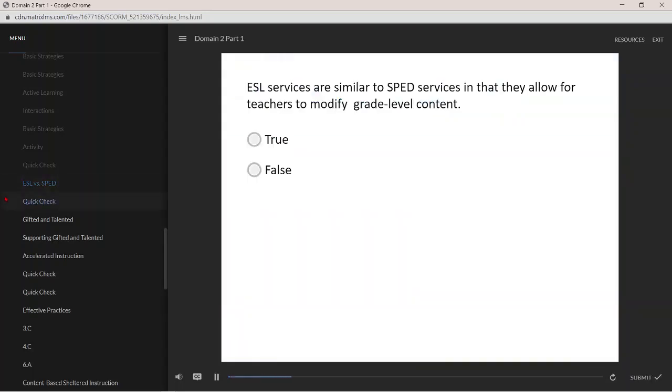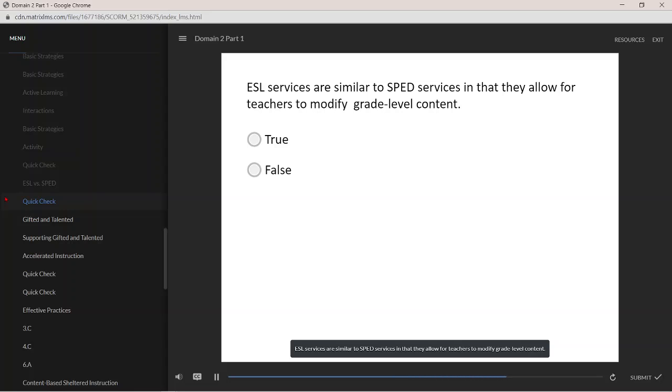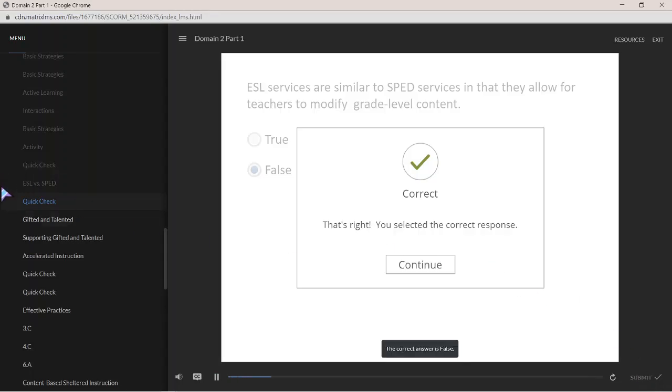True or false? ESL services are similar to SPED services in that they allow for teachers to modify grade level content. The correct answer is false. Recall that this is one critical difference between the two programs. ESL services require instructional accommodations, but content must be taught at the English learner's appropriate grade level.